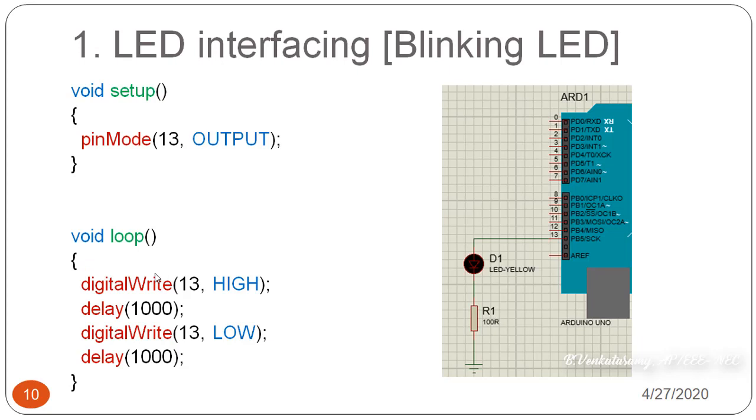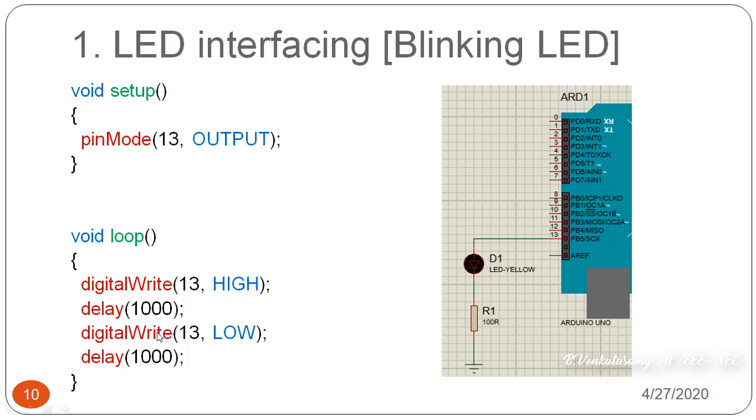So now we have already connected one LED to pin number 13. So we have to assign pin number 13 as output. So in void setup, there is only one line, pinMode 13, OUTPUT, to make this pin 13 an output. So in void loop, digitalWrite 13, HIGH. So it turns the LED on. Then delay 1000 milliseconds. 1000 milliseconds means 1 second.